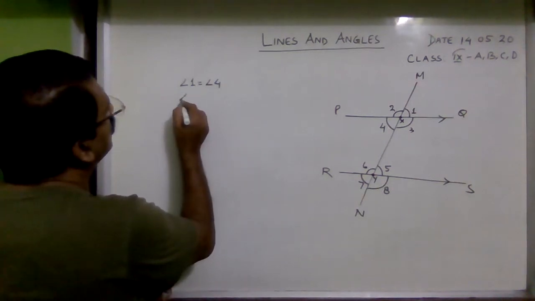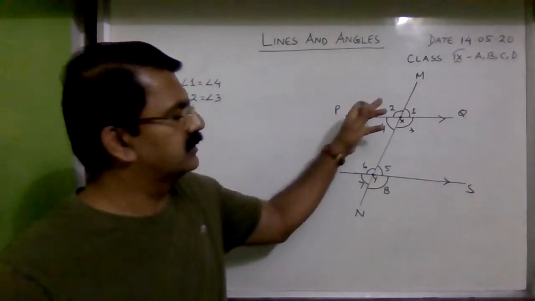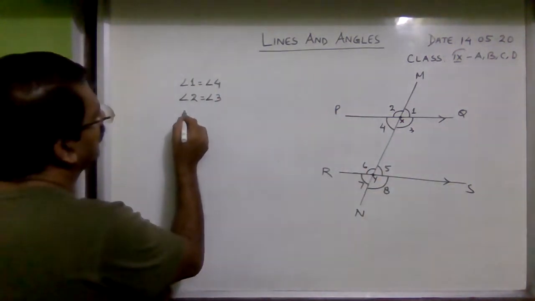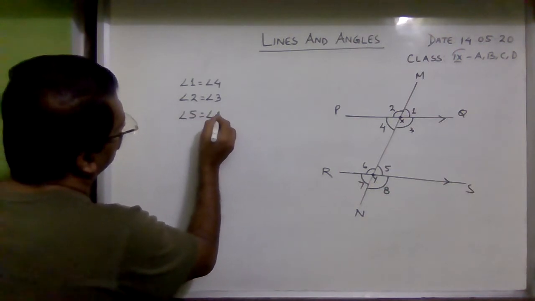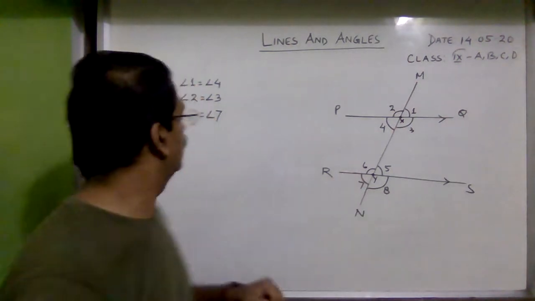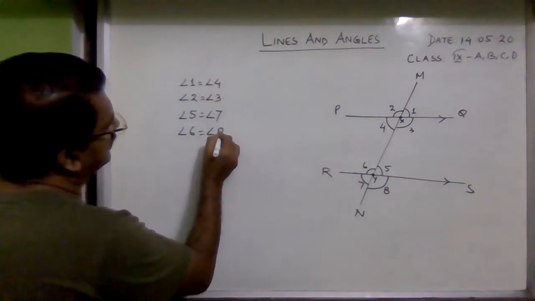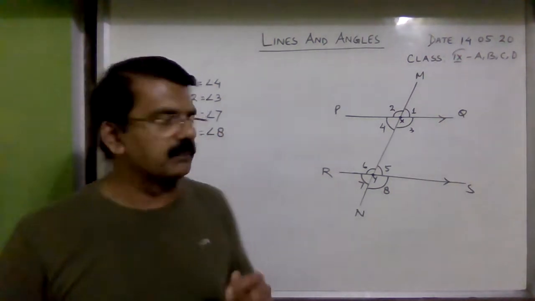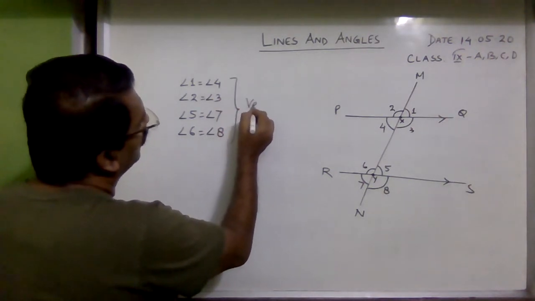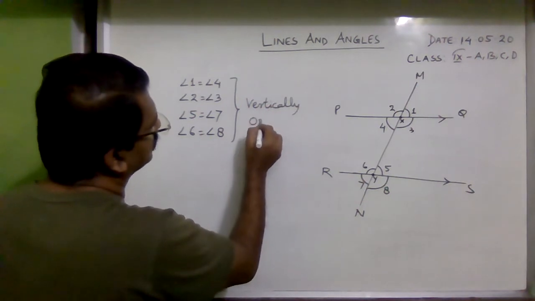Similarly, angle 2 and angle 3, they are also vertically opposite, so they are equal. Angle 5 is equal to angle 7 because they are vertically opposite, and angle 6 is equal to angle 8 because they are also vertically opposite. So the reason for all these angles will be vertically opposite.